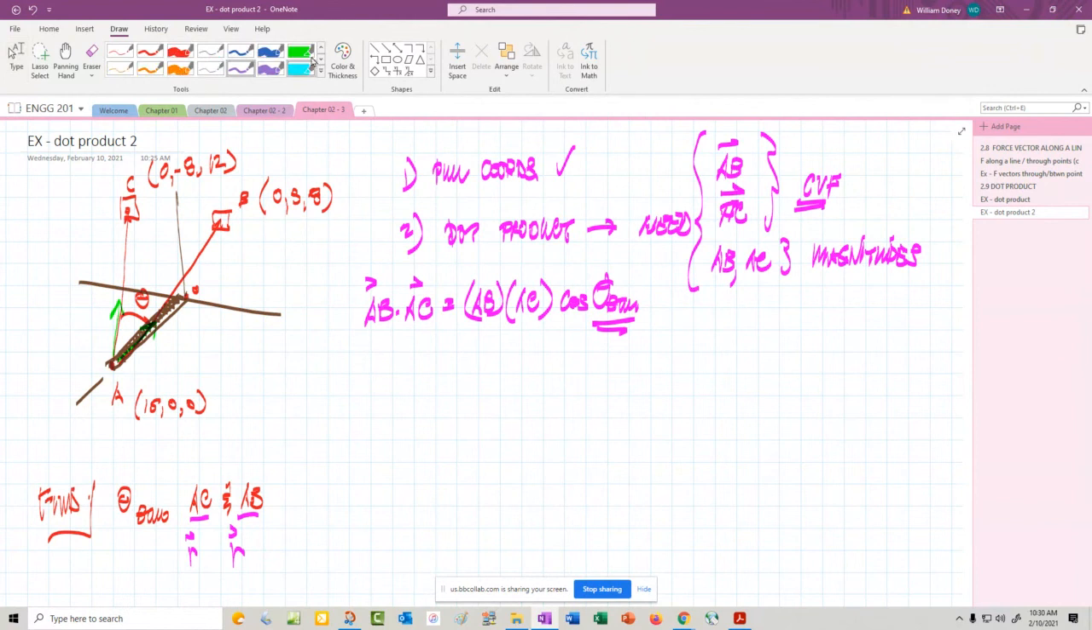So let's go ahead and do that. A, B. We're going to make position vectors. If we're going from A to B, we take the B coordinate minus the A coordinate. So I'm going to try to build this in one shot here. A to B, I'm going to take the B, so that's going to be a minus 15. That'll be a 3, and that'll be an 8.